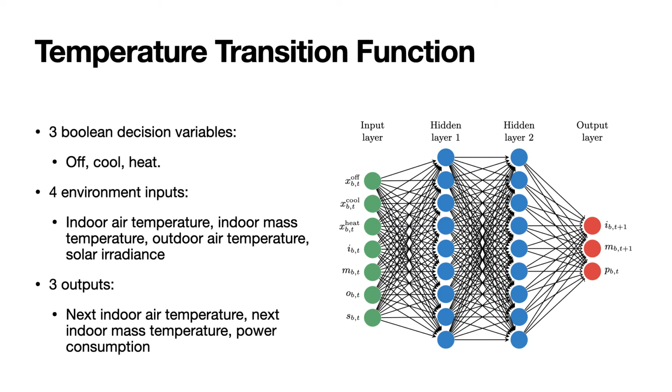We have 4 environment inputs: the indoor air temperature, the indoor mass temperature, the outdoor air temperature, and the solar irradiance, which is a measure of how much the sun is shining through right now. We have 3 outputs. The outputs are the air and mass temperature at the next time step, and it also outputs the power consumption for running the air conditioning according to the inputs. We will optimize over this value of how much power the air conditioning systems are consuming.